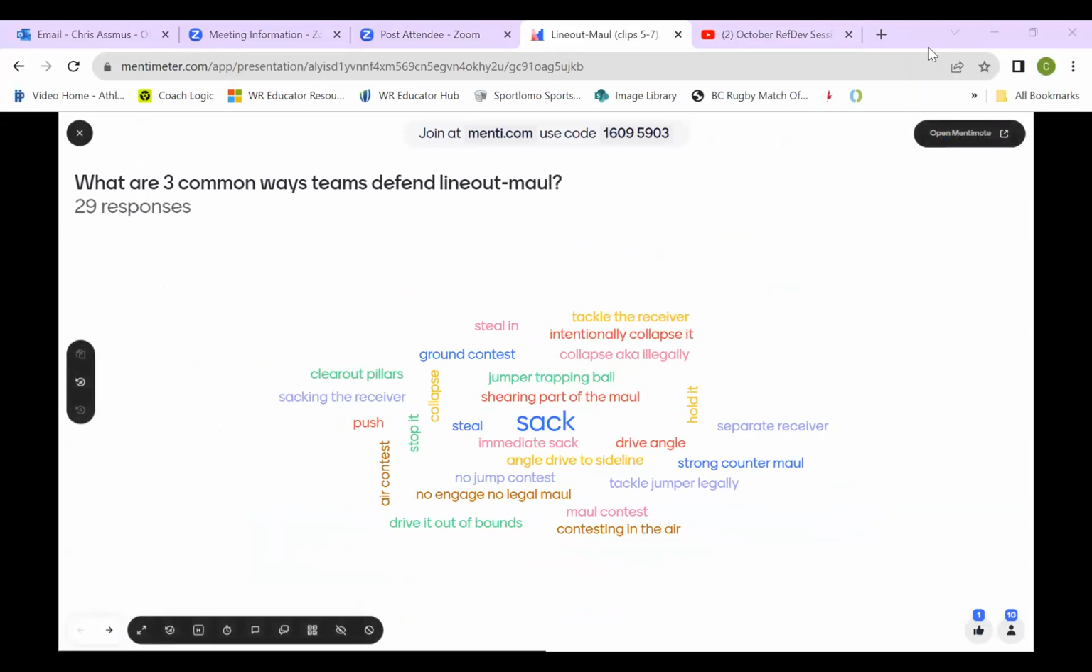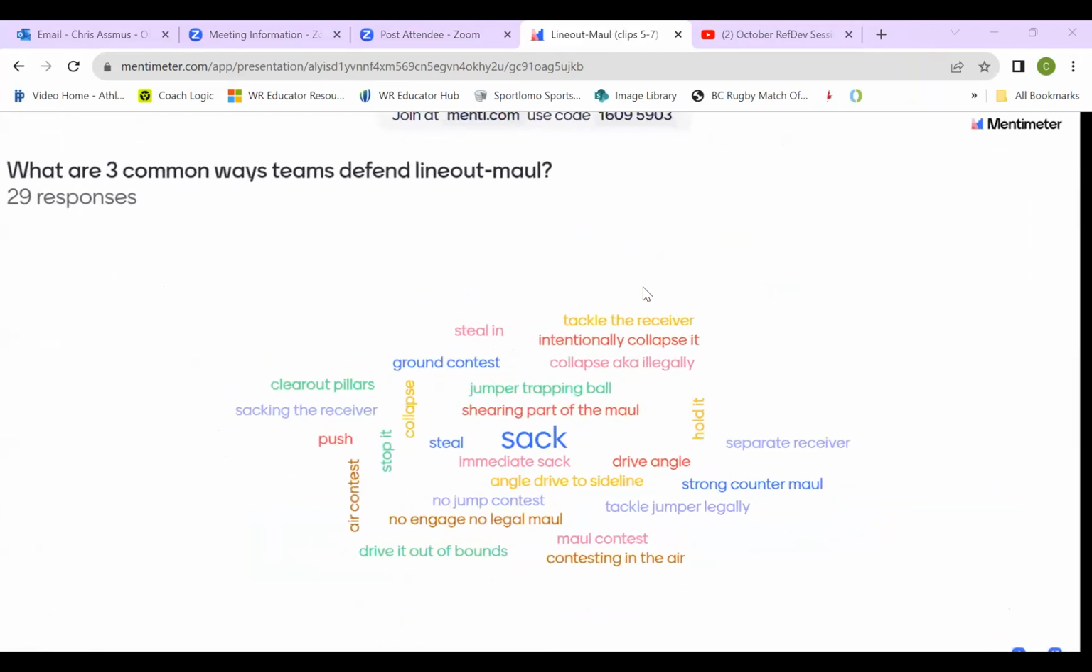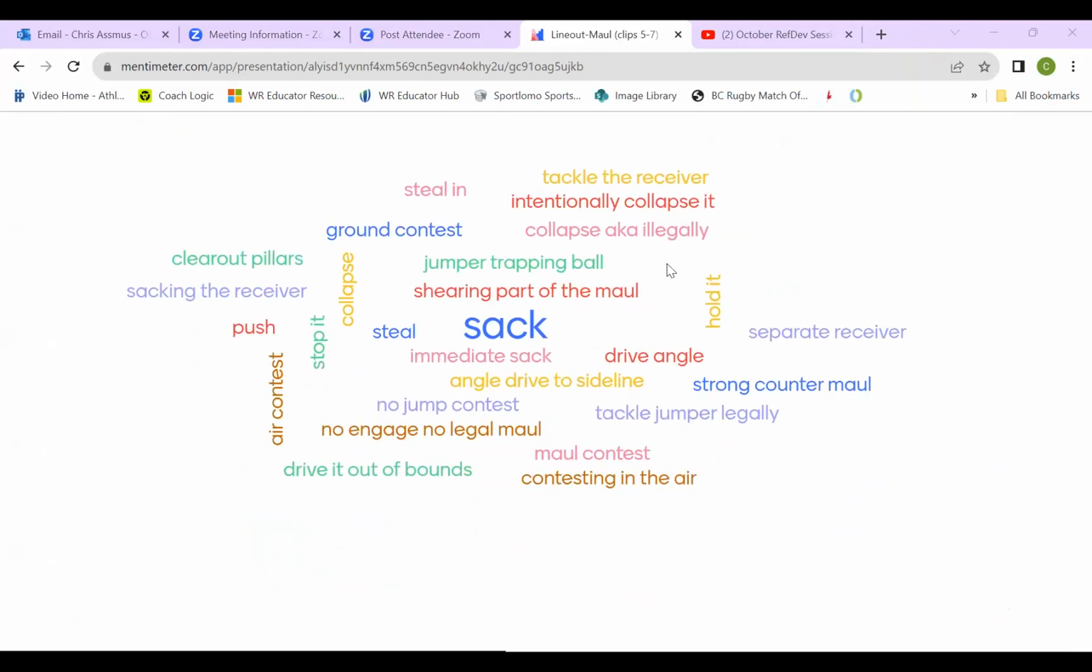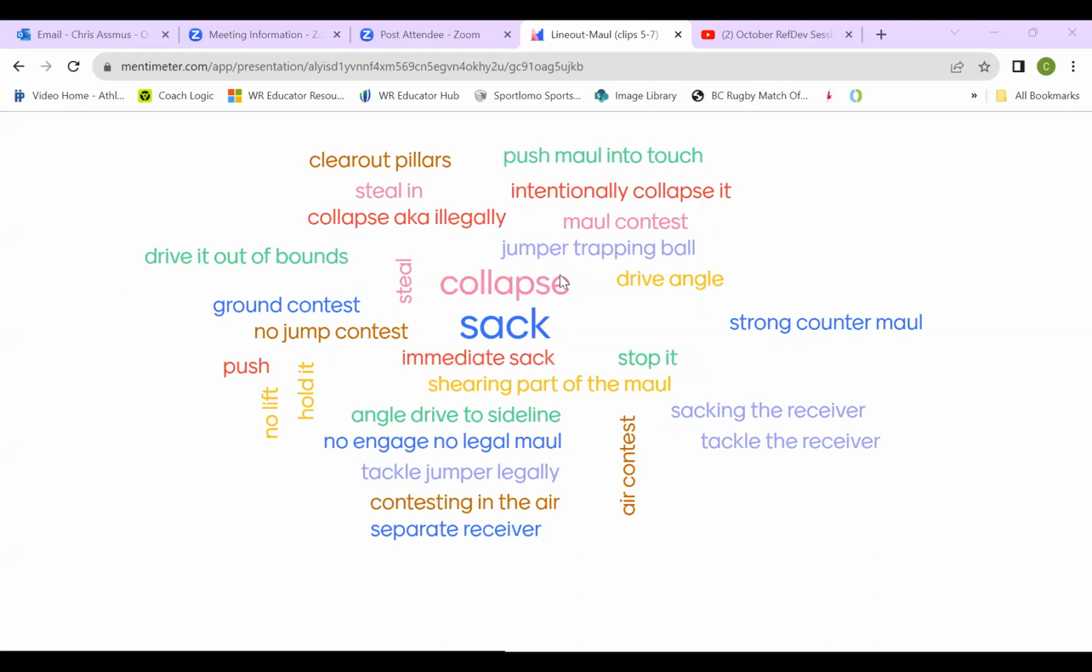All right. Another couple of seconds, but as you see on the screen, sack came up a few times. That's why it's quite big. And then we'll look at what that looks like in a second. Collapse, well, I mean, hopefully it's a legal method of defending. But yes, that is, as we saw at the end of a particular World Cup game, potentially a way to defend a maul near the goal line, depending on your opinion.